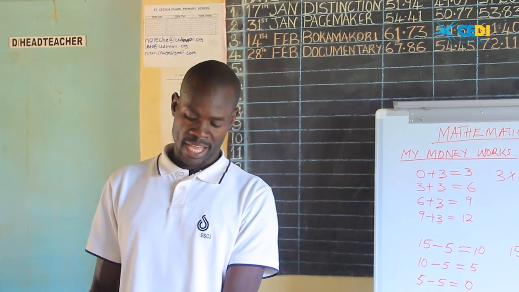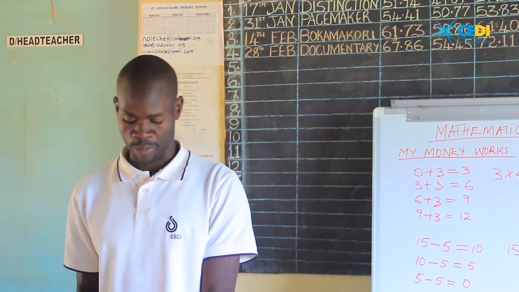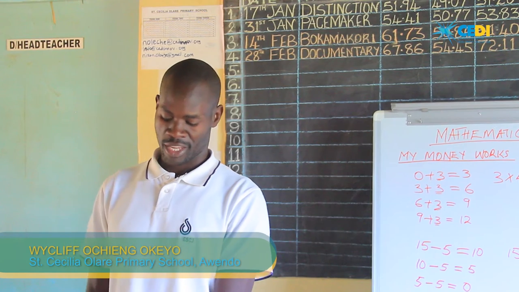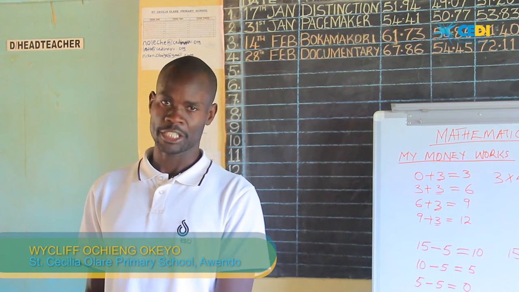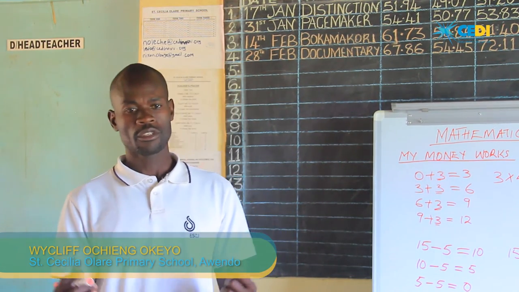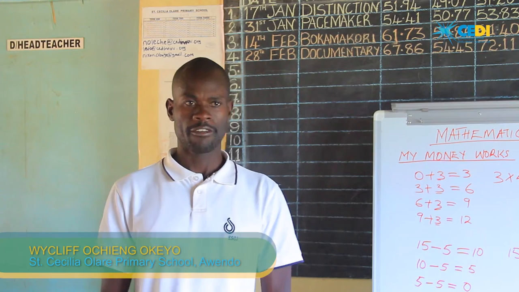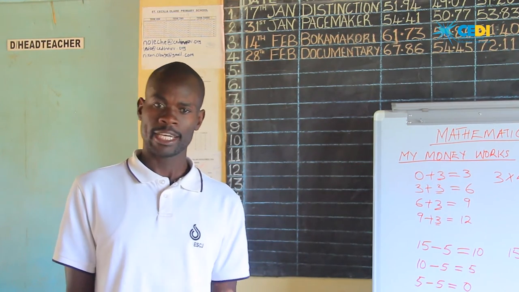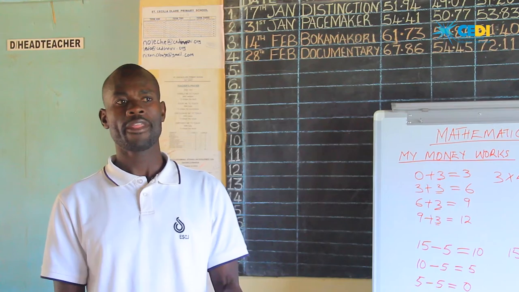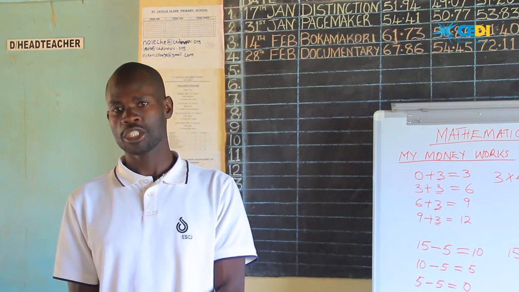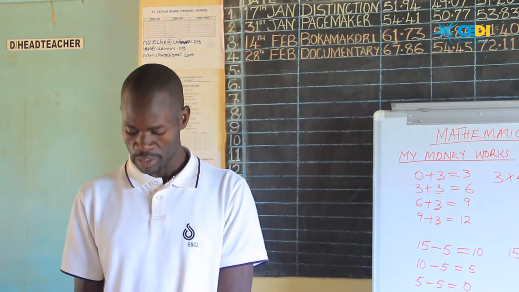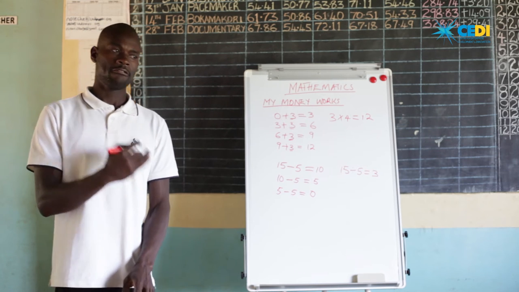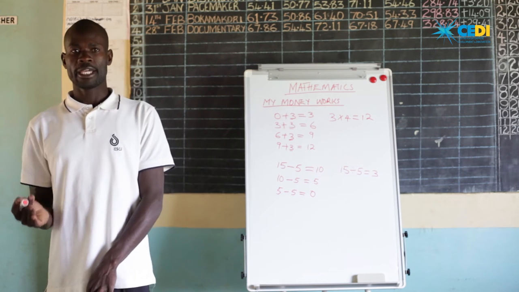I repeat, I buy 4 apples for 25 shillings each. How much do I spend? Now you must first of all listen to the question that is given, then you think critically. Because for you to get the correct answer, you must know whether you are going to involve multiplication or division. That means that when you work it out, you'll either divide or you'll multiply to get the answer.